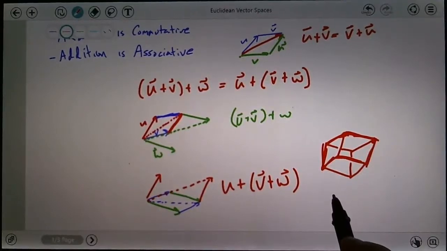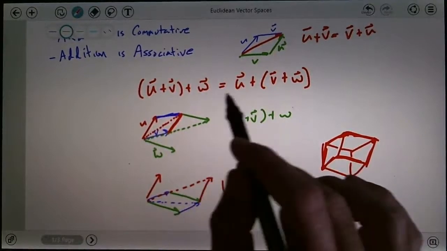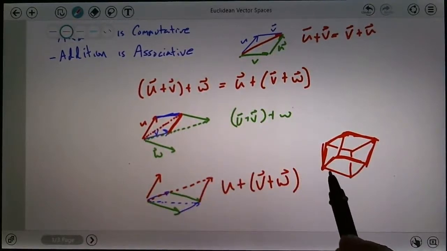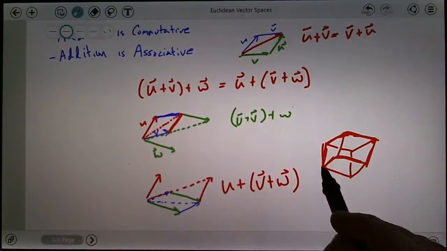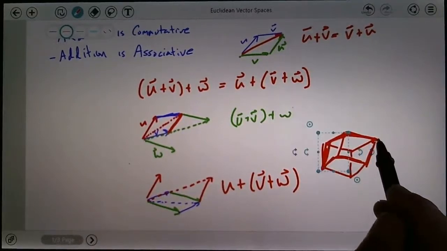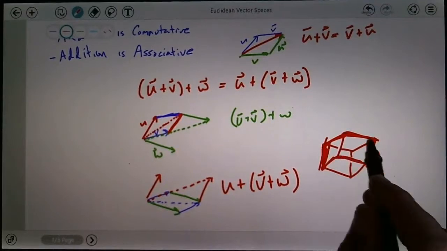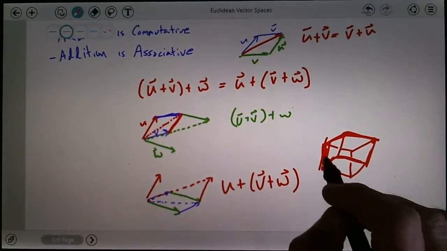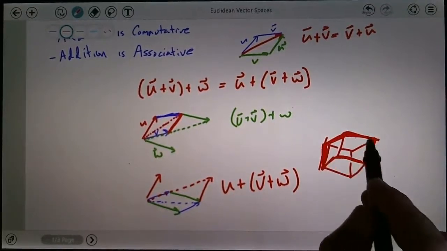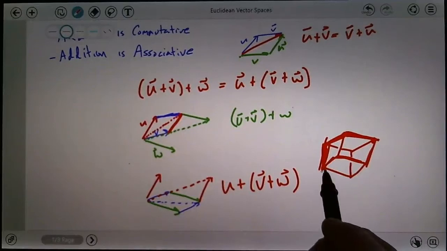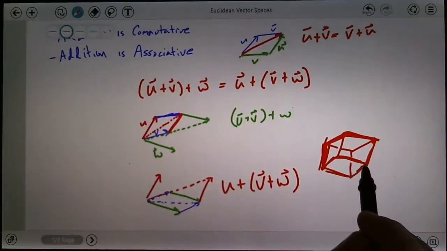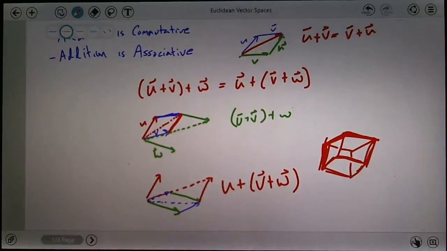Okay? So the associativity of vector addition is really saying you're just working your way from one corner of a cube over to the other corner. It's just a matter of what path do you take. You're going to use u once, you're going to use v once, you're going to use w once. You're going to use w once, you're going to use u once, you're going to use v once, whatever. I think I said those in the wrong order, but the idea is you get from one side to the other, one corner to the other.